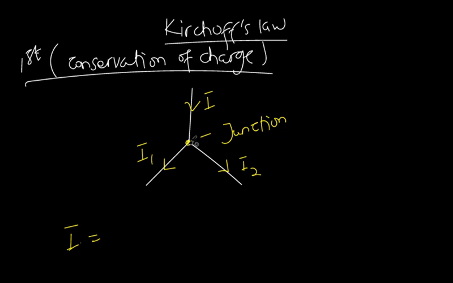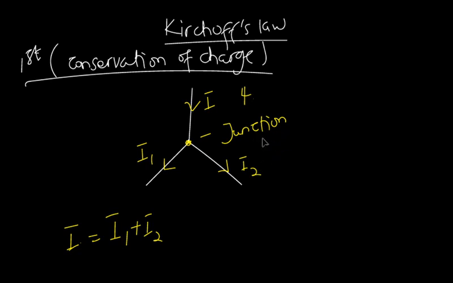So the currents leaving the junction in this example are I1 and I2. So this means I1 plus I2 should be equal to I, which is the current arriving at this junction, which means the current arriving over here will be split into two, not two equal parts. That doesn't mean if we have, let's say, 4 amperes coming here, 2 amperes will move this way and 2 amperes will move this way. No, that is not the case.